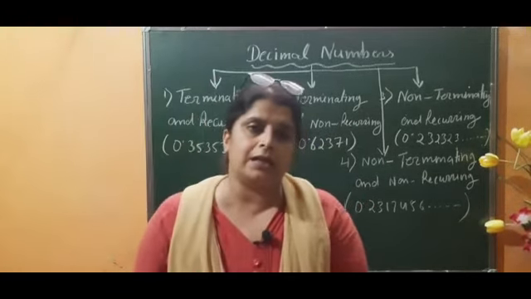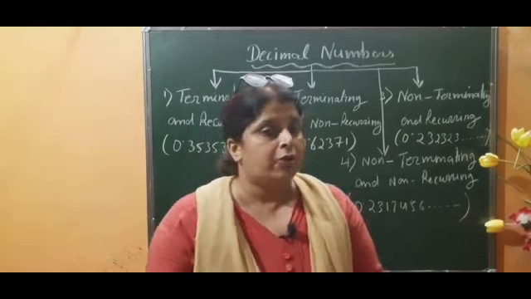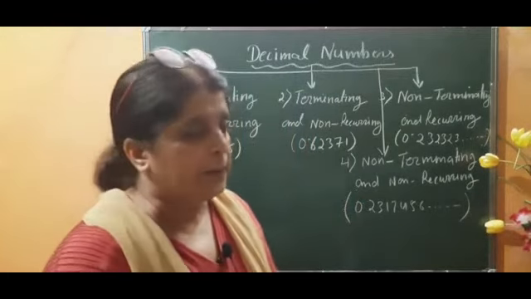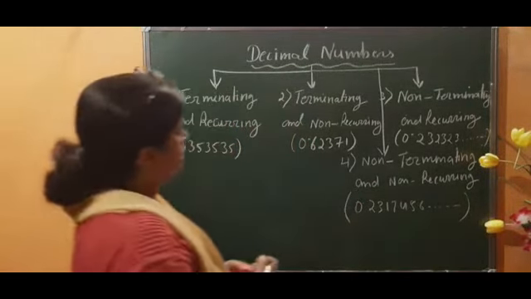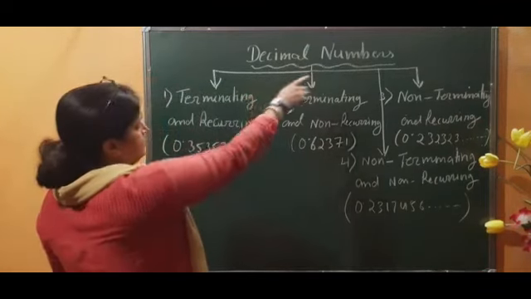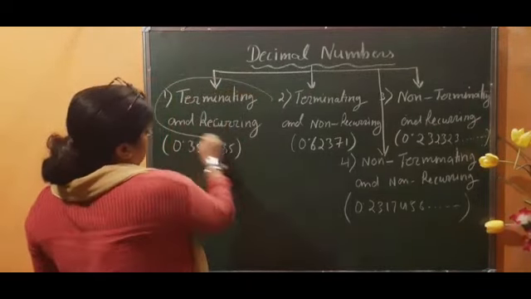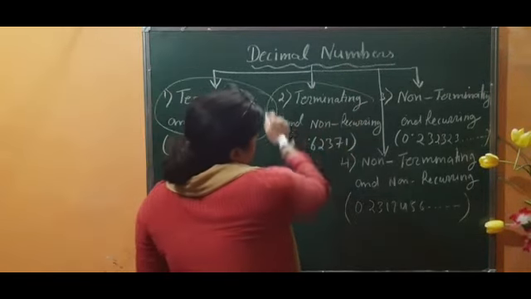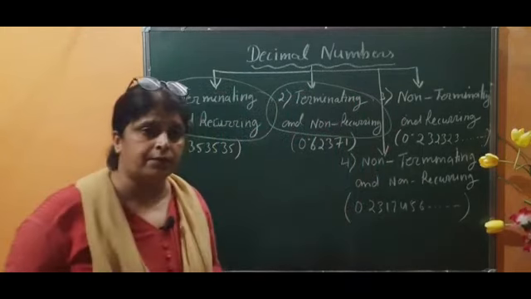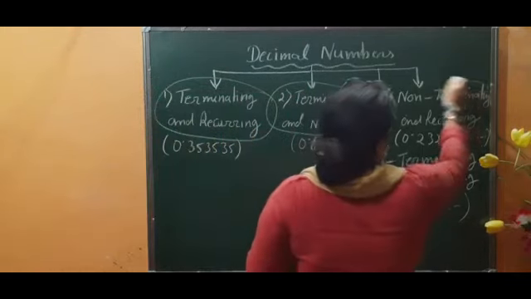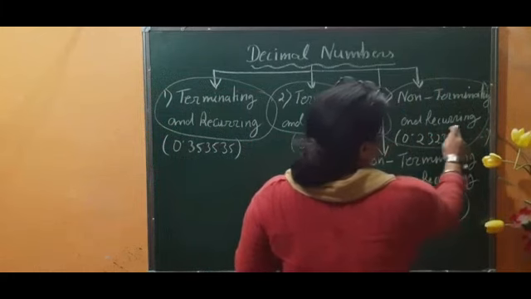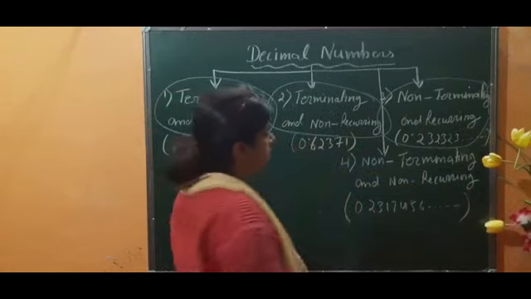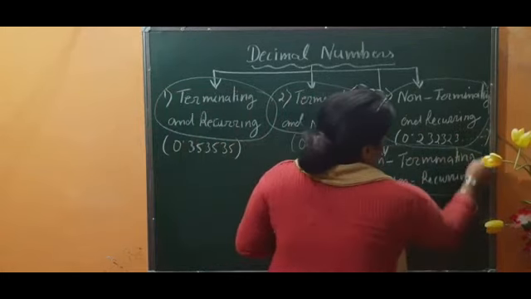For that, first of all I am going to explain the different types of decimal numbers, then it will be easy for you to recognize which type of number is which. So see what I have written here. There are four types of decimal numbers. First is terminating and recurring decimal numbers. Second type is terminating and non-recurring decimal numbers. Third type is non-terminating and recurring decimals. And fourth type is non-terminating and non-recurring decimal numbers.